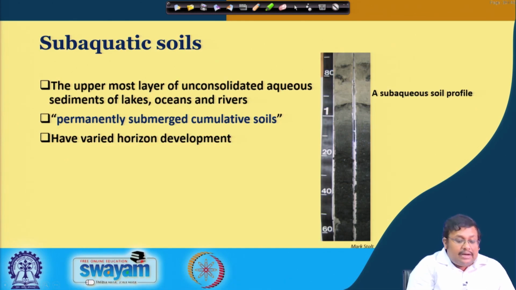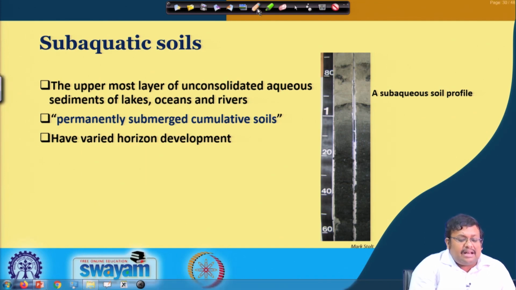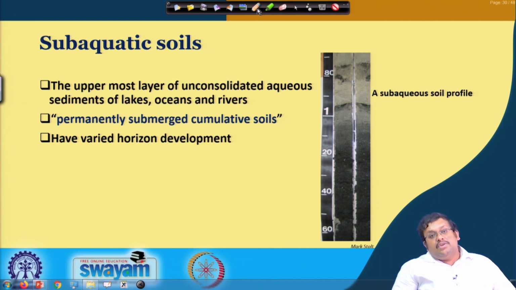Another is called the subaquatic soils. Now, the subaquatic soils are the uppermost layer of unconsolidated aqueous sediments of lakes, oceans and rivers. They are permanently submerged cumulative soils, and they have varied horizon development. You can see these are the subaqueous or subaquatic soils which are permanently waterlogged, and they are basically the unconsolidated aqueous sediments of lakes, oceans and rivers.